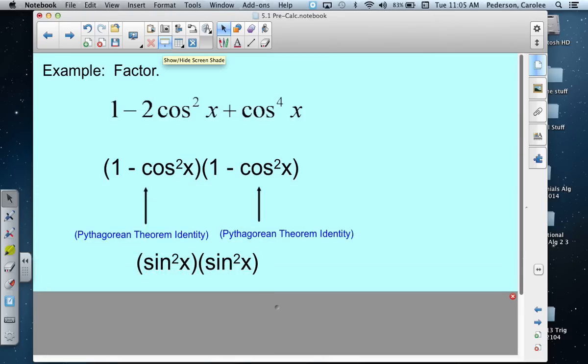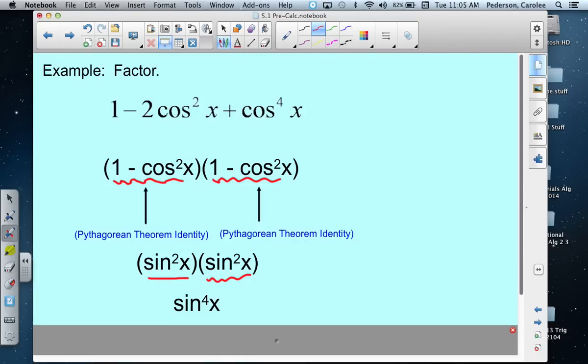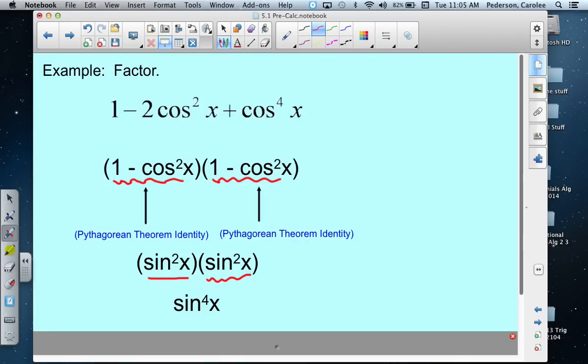Then notice that both of these are Pythagorean identities. This is a Pythagorean identity, which replaces with sine squared of x. This is the Pythagorean identity, which is sine squared of x. And then you can combine those two sine squareds of x as the sine to the fourth of x. Think of this as x squared times x squared. What you do is you add those exponents. So the squared and squared becomes fourth of x.